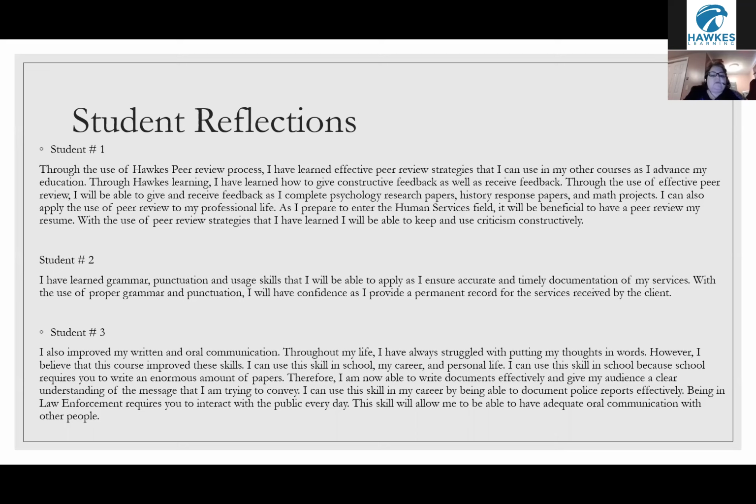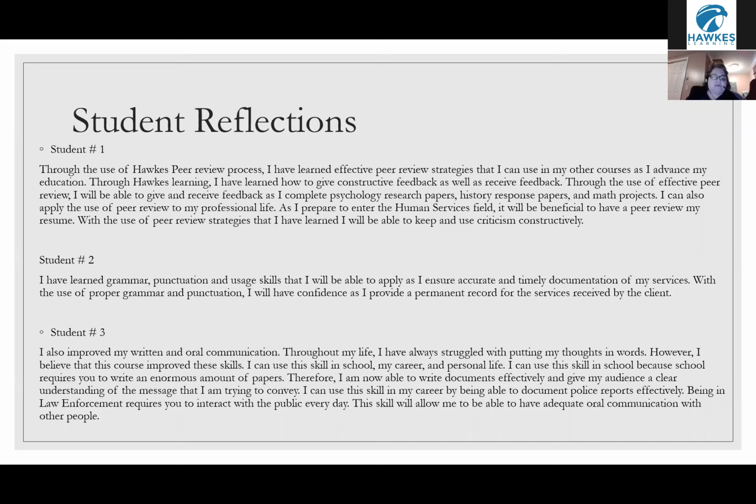With the use of peer review strategies that I've learned, I'll be able to keep and use criticism constructively. A second student says, I've learned grammar, punctuation, and usage skills that I will be able to apply as I ensure accurate and timely documentation of my services. With the use of proper grammar and punctuation, I will have confidence as I provide a permanent record for the services received by a client.